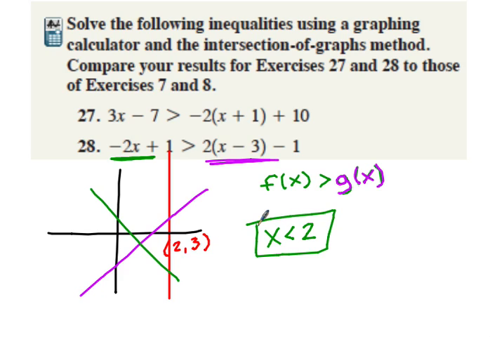Does that make sense? So this is going to be the same graphing. Now we're just trying to interpret it slightly differently. And when is this function greater than that function? It's when it's above that as we move left to right and look at it. Okay? Kind of make sense?